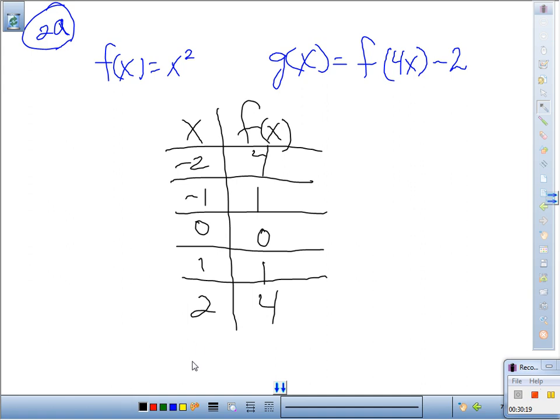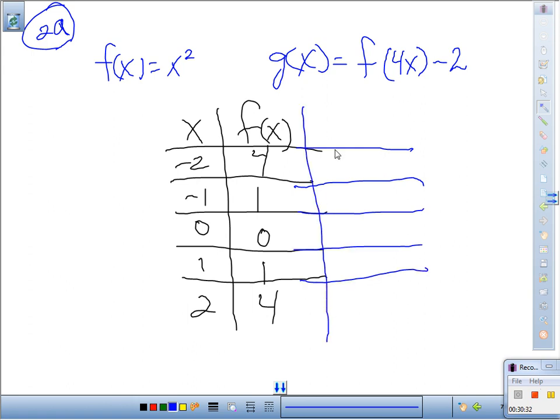So you remember what I just said. Next, you add a column. And tell me what to write, Jalen. Yes. Very good. Parentheses 4x squared minus 2.